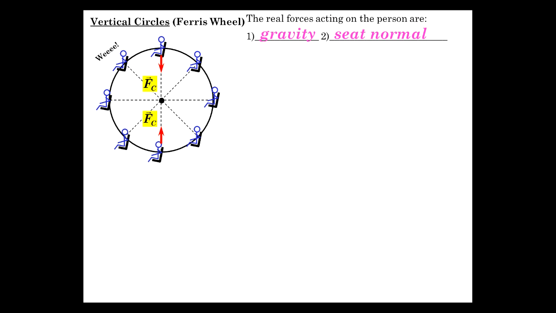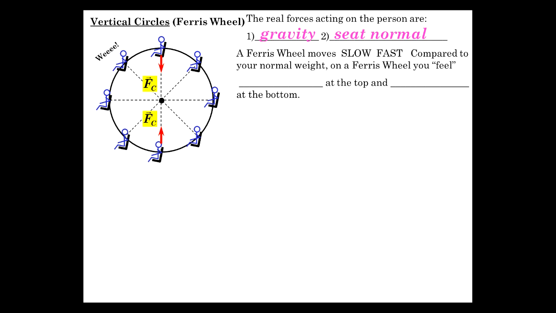We're having a good time on the Ferris wheel. Now, it's a slow speed. The centripetal force is small, so I'm showing it there up at the top or at the bottom. It's going to be the same size either place because the speed is constant. The real forces are gravity and the seat normal force.